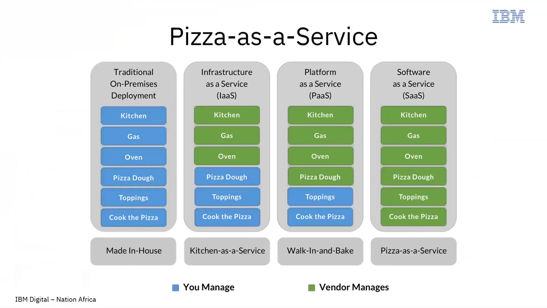You can go to a cooking class where the kitchen equipment and even pizza dough are provided already. All you need to do is select the ingredients and make a pizza. This is equivalent to platform as a service. The hardware is provided, as well as middleware or computational platform. All you need to do is build your app on top of it. Finally, you can go to a restaurant, order the pizza, and relax. This is equivalent to software as a service. Both hardware and ready-made software is made available to you.